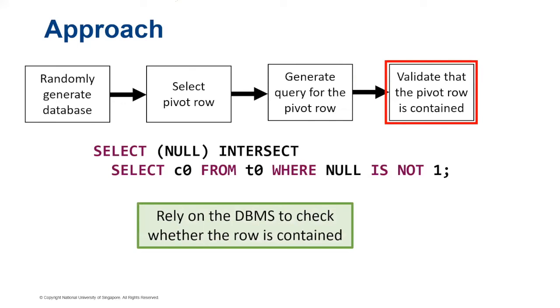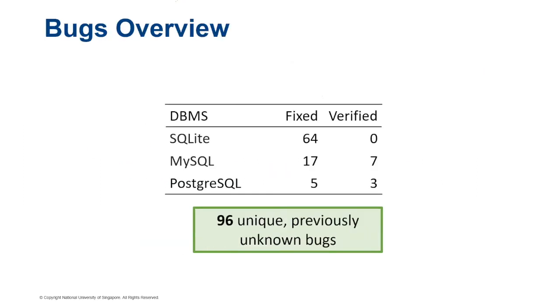And as a final step, we rely on the database system to check whether the row is indeed contained in the result set. For example, for SQLite, we use the intersect operator, and then if the result is non-empty, then the pivot row is contained. So this was actually the first approach that we designed and implemented. At this time, we only evaluated 3 database systems, but as you can see, the technique was highly effective. So it found quite a number of bugs in mature database systems.